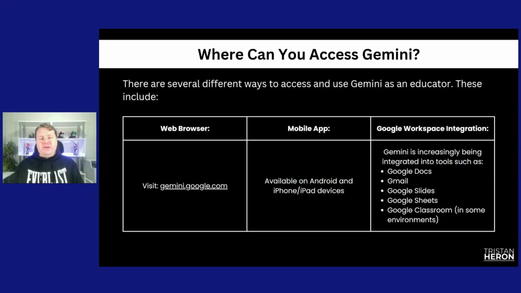You can also obviously access Gemini on your phone. So if you have Android, you just head over to the Play Store. If you have an Apple device, you are able to access Gemini there as well. So you can just head over to those various stores, the App Store or the Play Store, and you'll be able to download Gemini. Just log in. You will need a Google account for all of these.